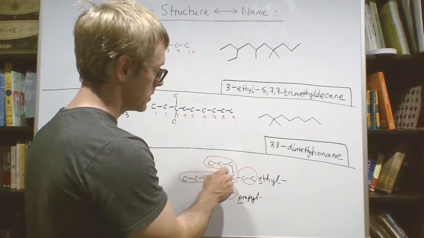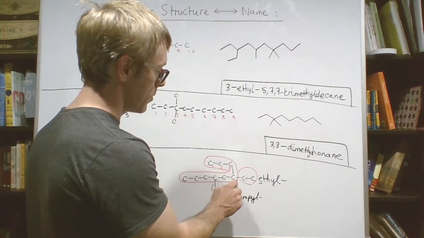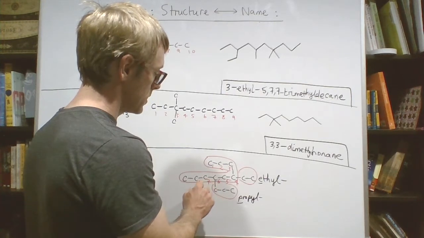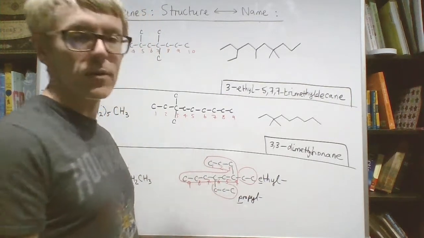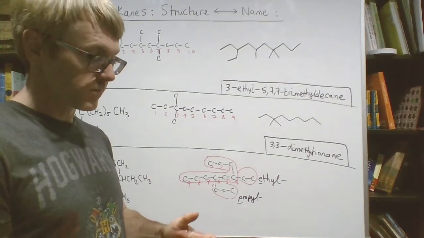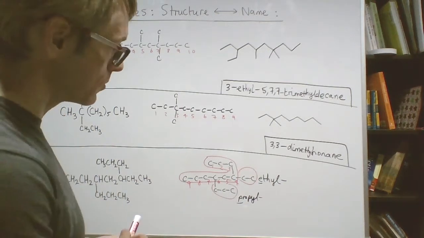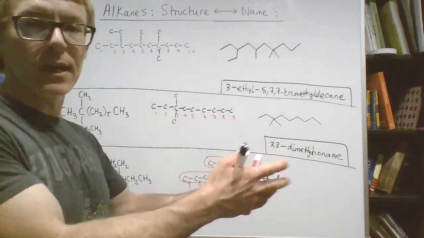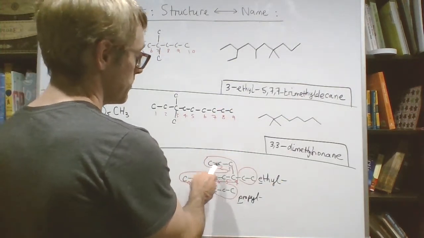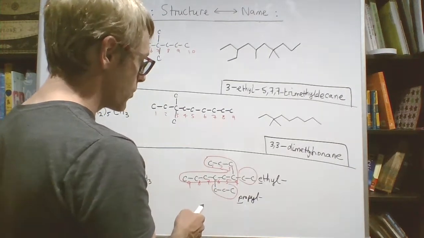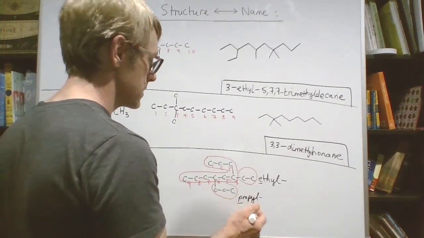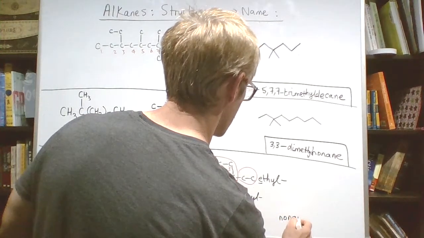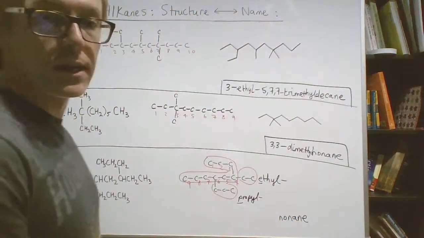So 1, 2, 3, 4, 5, 6, 7, 8, 9. That's a very random rule, but that was a rule that was chosen randomly out of a choice of 2 possibilities. Not randomly by me, but by the IUPAC. Okay, so we have our 9 carbons, so that's nonane. So that's nonane again.